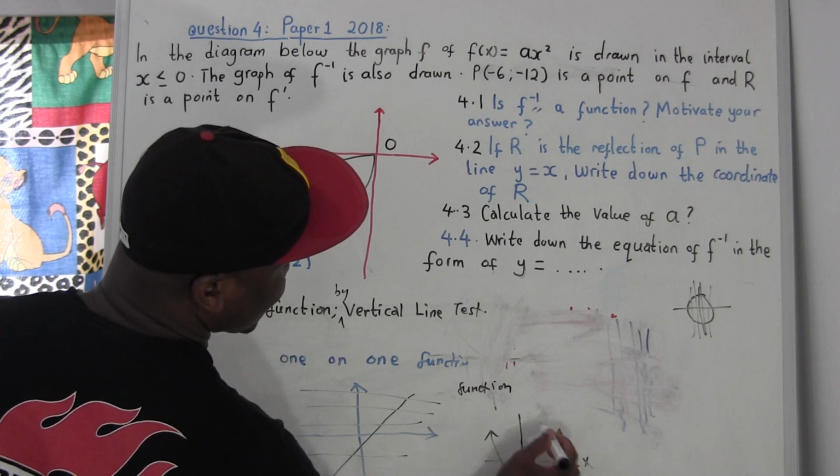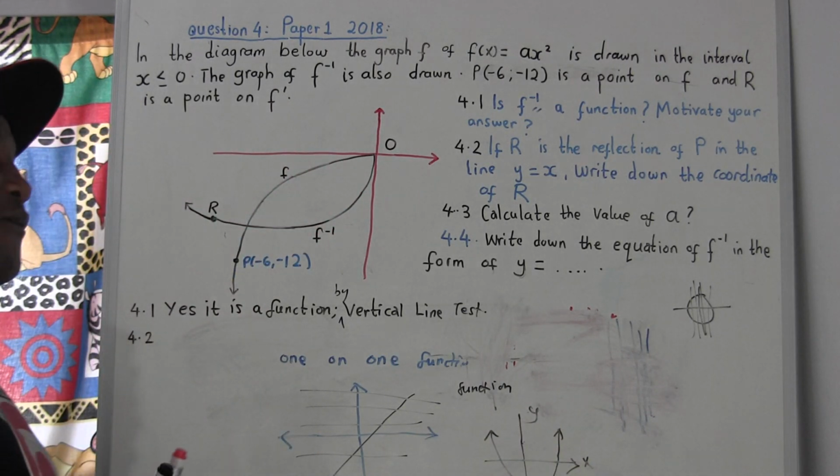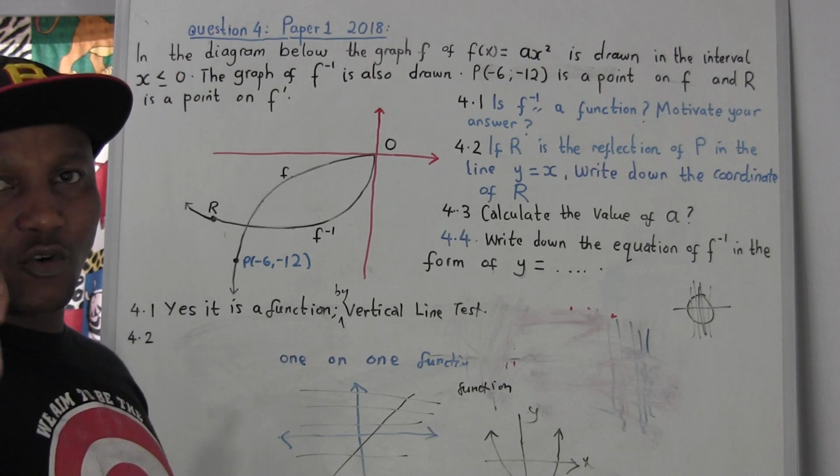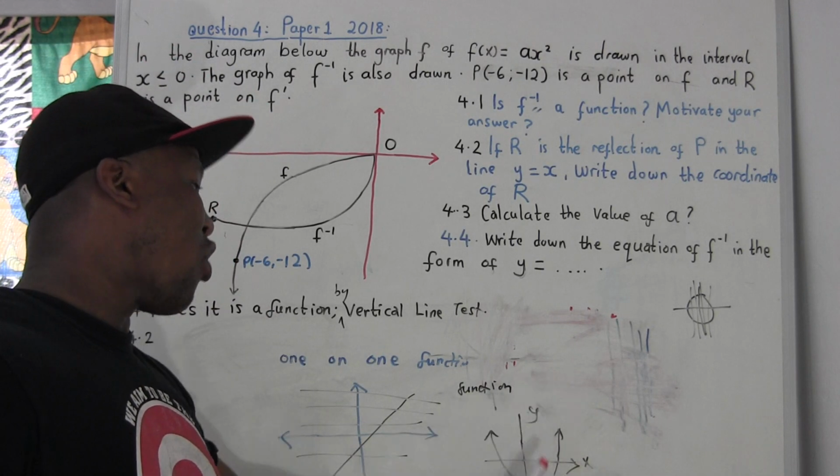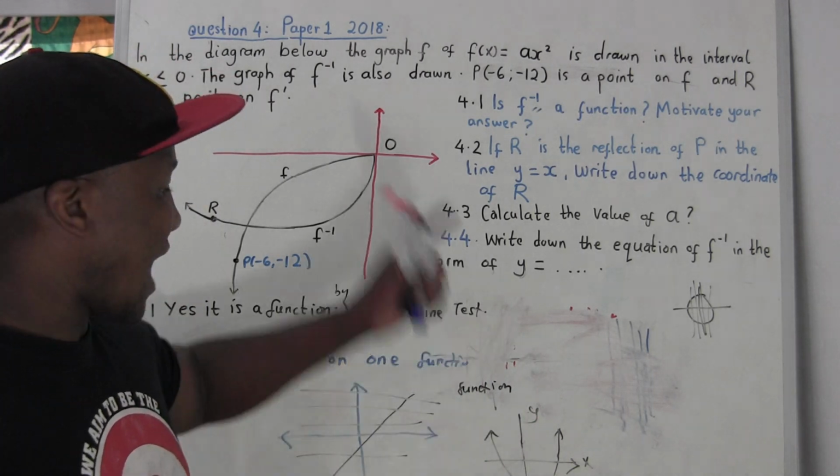Okay, so this is x and this is y. It is a one-to-one function. First, don't start testing one-to-one by the horizontal line. No, test if it's a function. Let's see, is it a function? Oh yes, it's a function because it cuts only once at the vertical line test.